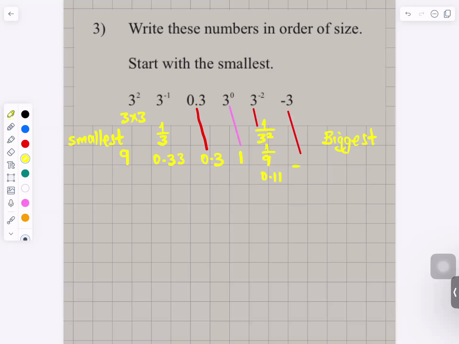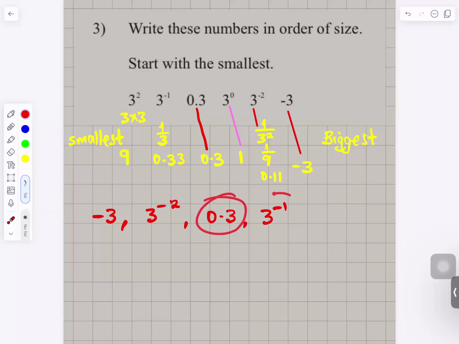So now we can compare them. The smallest is minus 3. The next is 3 to the minus 2, which is 1 over 9. And after that, 0.3. And then after that, 3 to the minus 1.